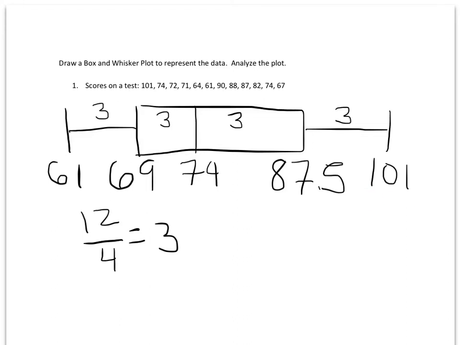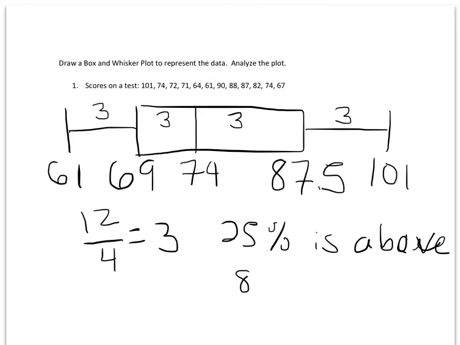Great. Now what we need to do is write some sentences. One sentence that can use 25% is: 25% of the data is above 87.5. And in your homework you're going to create other sentences including 50% and 75%. All right, we're going to go ahead and look at another.